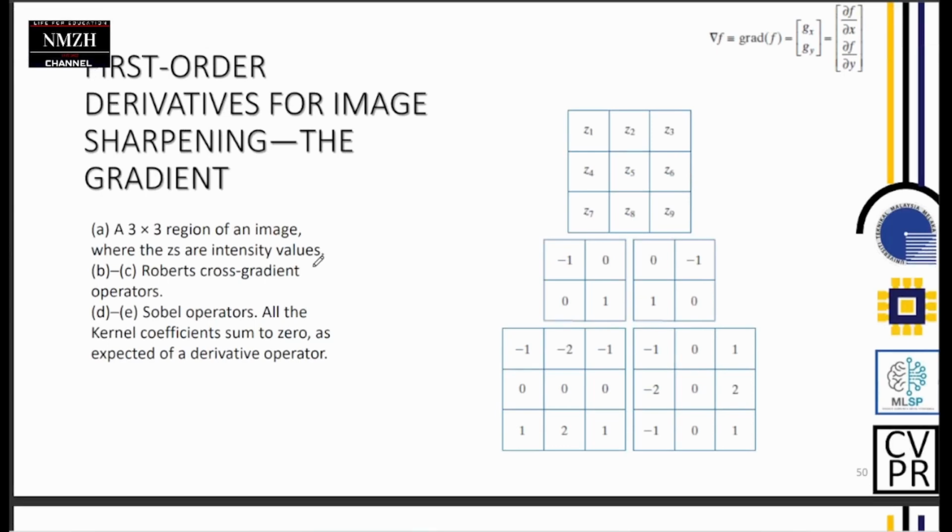This one is just an example of a 3 times 3 cross gradient operator. This one is Roberts, and this one is for Roberts, and this one is the Sobel operator. Okay, right? So with respect to the gradient for those particular given image profiles or image pixels.